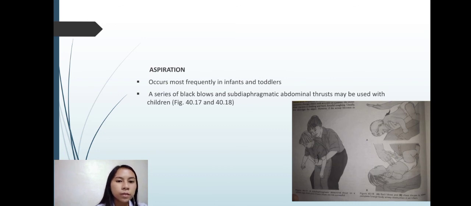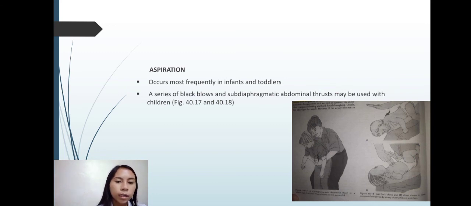Aspiration occurs most frequently in infants and toddlers. The series of back blows and abdominal or chest thrusts may be used with children, as shown in figures 40.17 and 40.18. When a child aspirates a foreign object, the immediate reaction is choking and hard, forceful coughing.